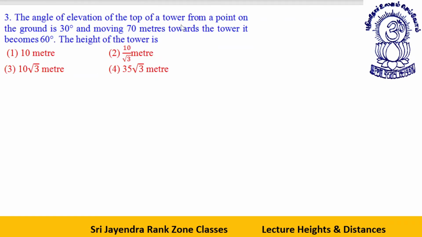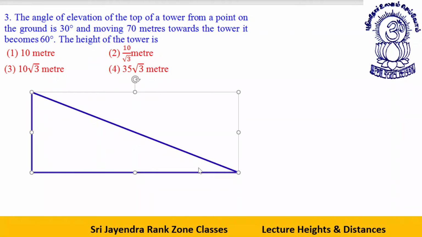The angle of elevation of the top of a tower from a point on the ground is 30 degree. Okay. From the top of a tower from the point on the ground, this angle is 30 degree. And moving 70 towards the tower it becomes 60 degree. I move from let's say here to here. This is 70. This becomes how much?